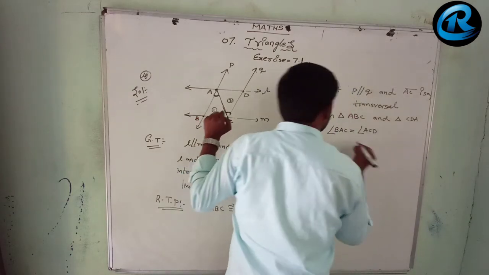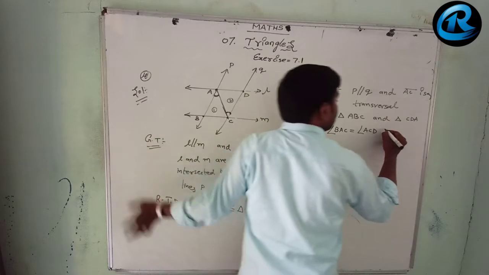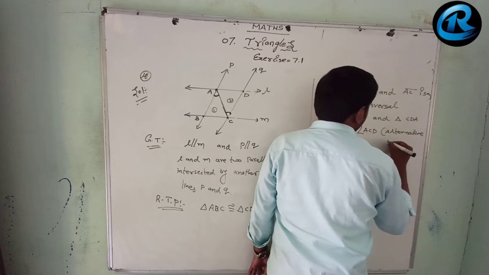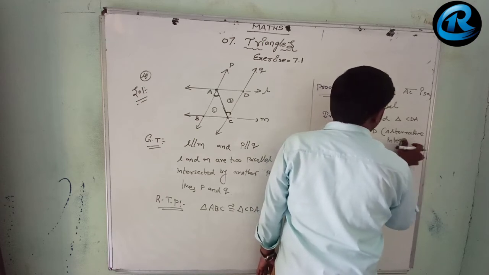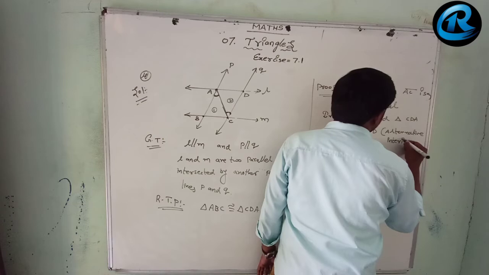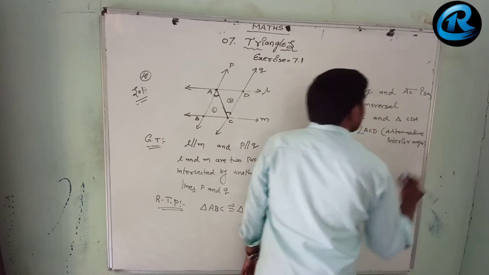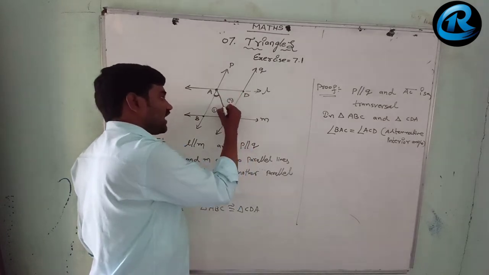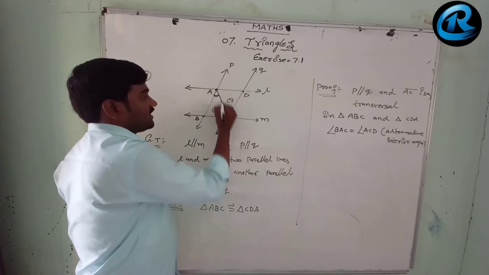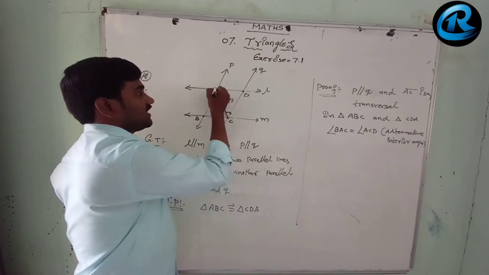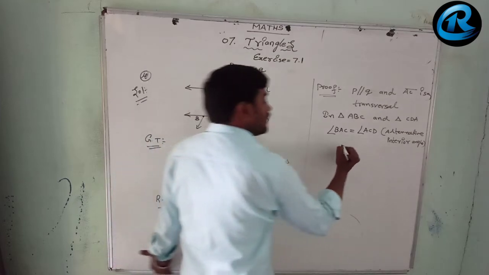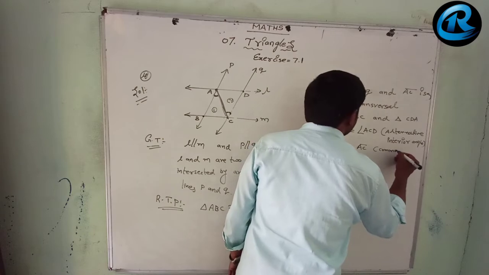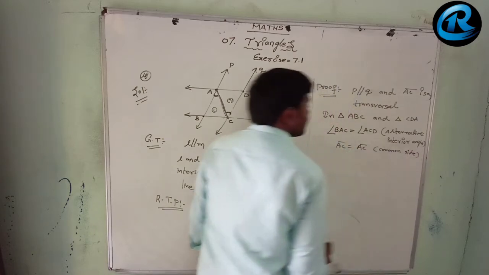I will write one more time: these are alternate interior angles. Now next, AC is a common side for both triangles. In ABC, AC comes, and then in CDA, again AC comes. So AC is equal to AC. This is a common side.